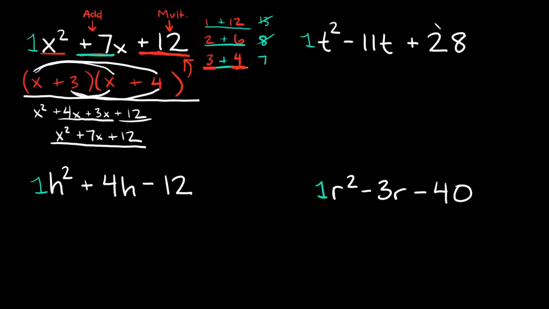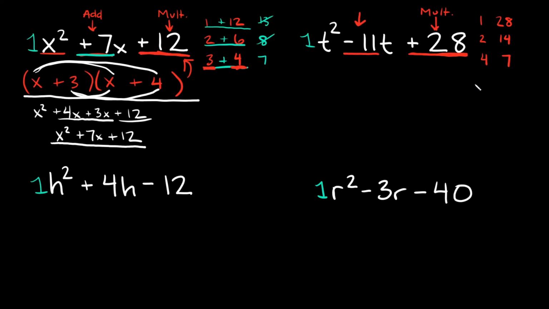Okay, so again, we need to find two numbers that multiply to this last number right here, so positive 28, and it has to add up to this middle number right here, negative 11, all right? So first of all, let's find two numbers that multiply to positive 28. So we have 1 times 28, we have 2 times 14, and 4 times 7. So are these all of our pairs?